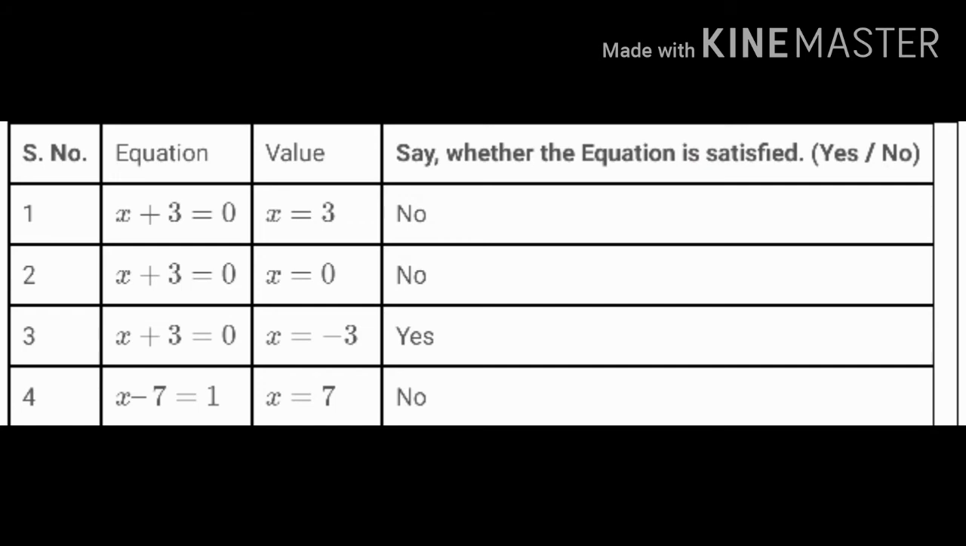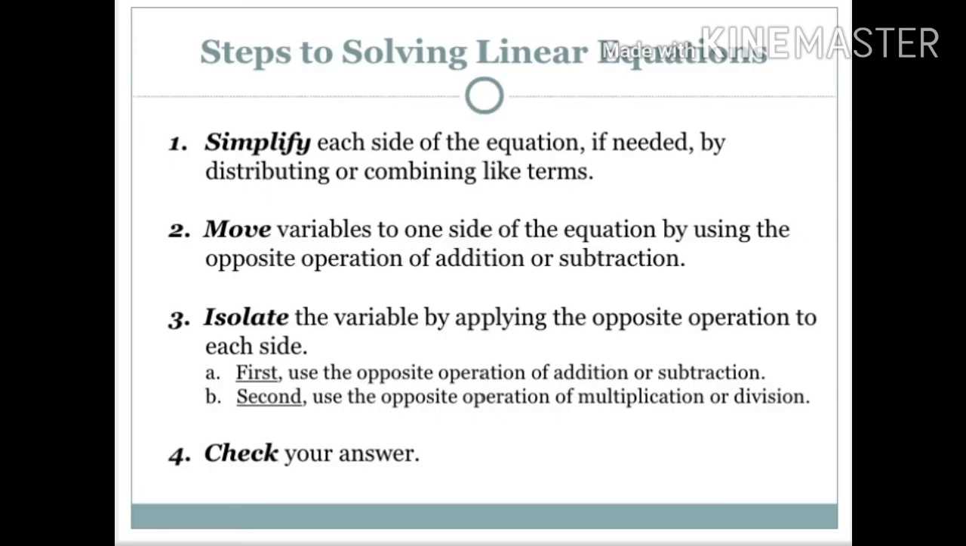Similarly, when x is equal to 0, placing the value of x in the given equation, 0 plus 3 is equal to 3. So no again. Third, minus 3 plus 3. Yes, it is 0. That's why it satisfies the equation. So the answer is yes. 7 minus 7 is 0, but it's not equal to 1. So no, it does not satisfy the equation.